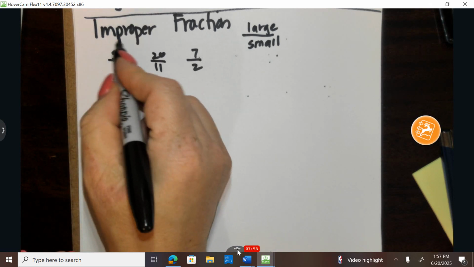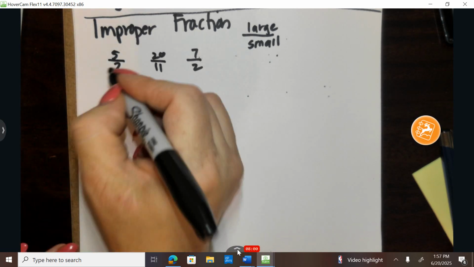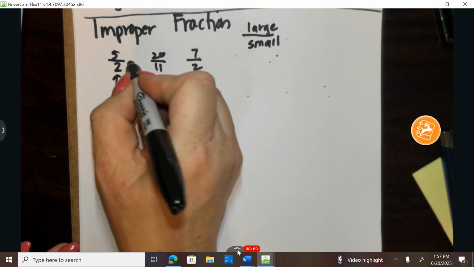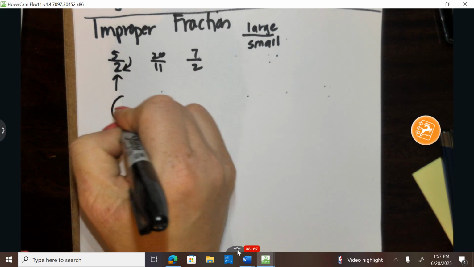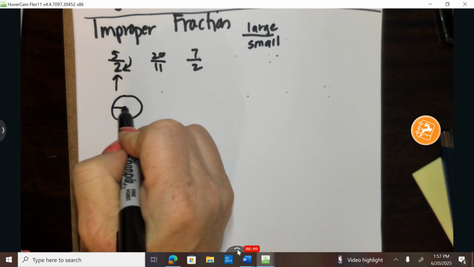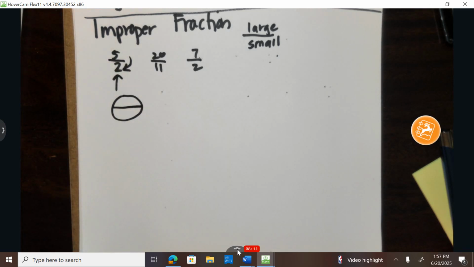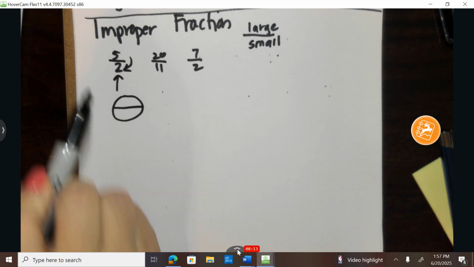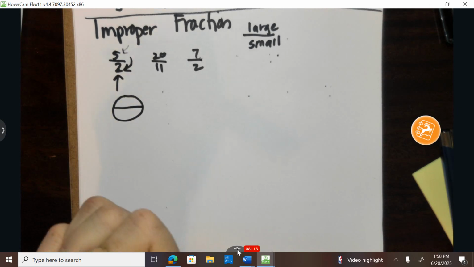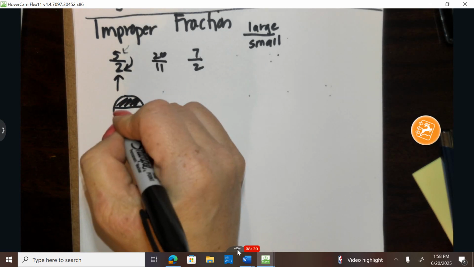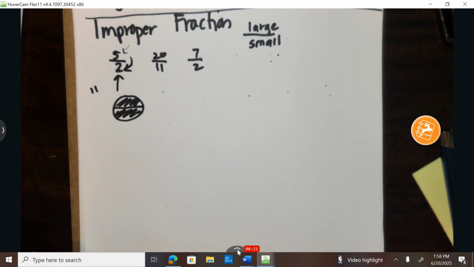So if I was going to draw a picture, because that's how I learn best, I would start by creating shapes that have two equal parts in them. So let's go with a circle. And then I'm going to start shading, and I'm going to keep drawing the same shape until I'm able to shade in 5 parts. So here we go. I'm just going to do tally marks to count. So shade and shade. So I've shaded 2. Okay, I got to keep going.